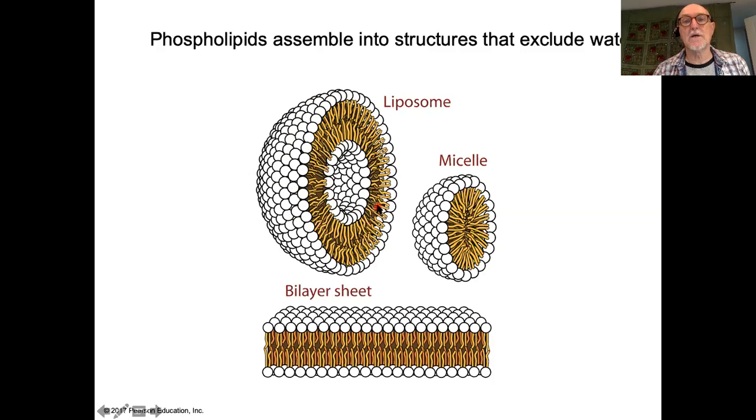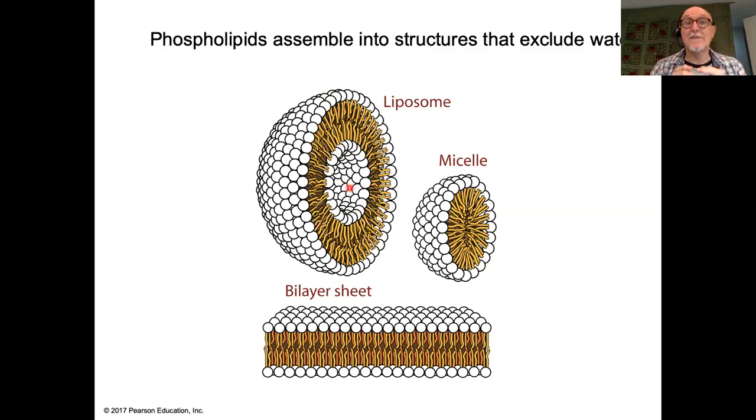And now we have a structure where the inside here excludes all the water, and the heads are happily dissolved in water on both sides, and the tails are isolated from the water. What have we got? This is called a liposome. It is a double layer of phospholipids like this, with an interior part here. And the interior part could contain something. It can contain water, or it can contain other substances.